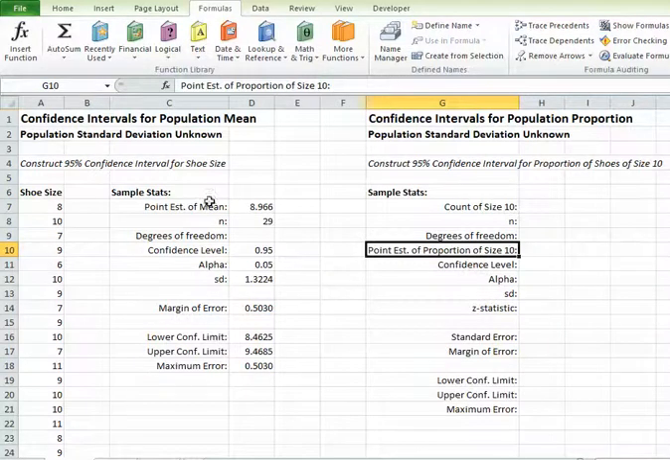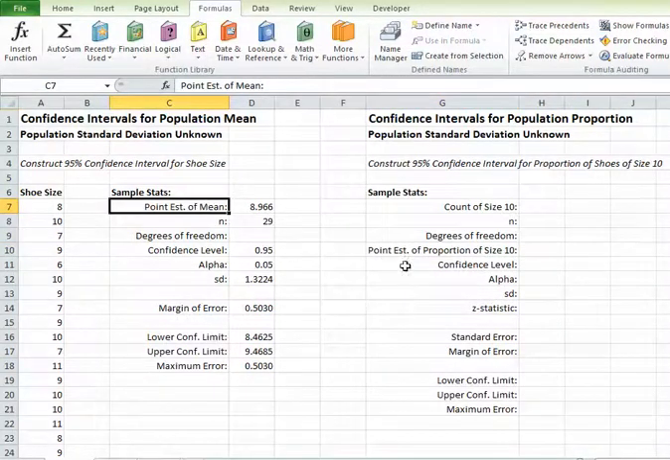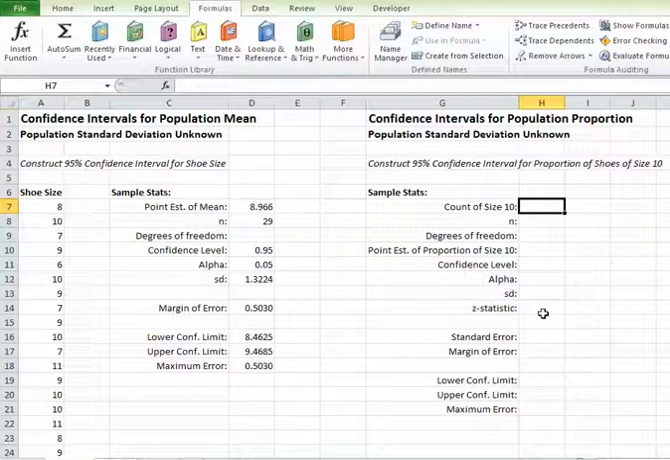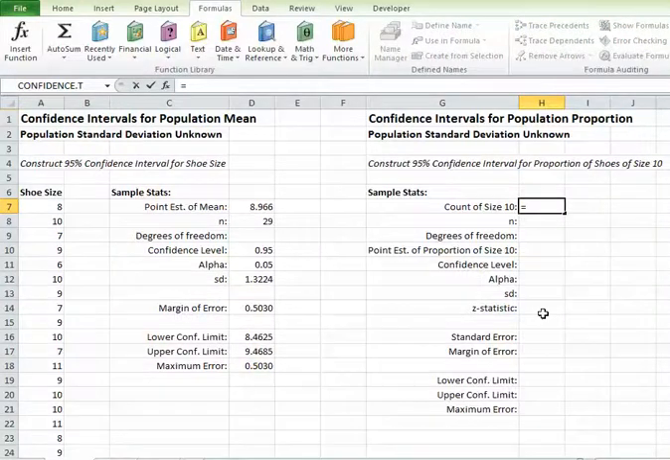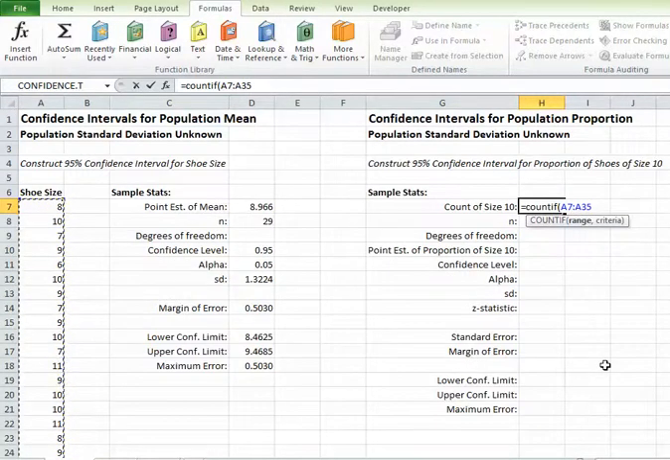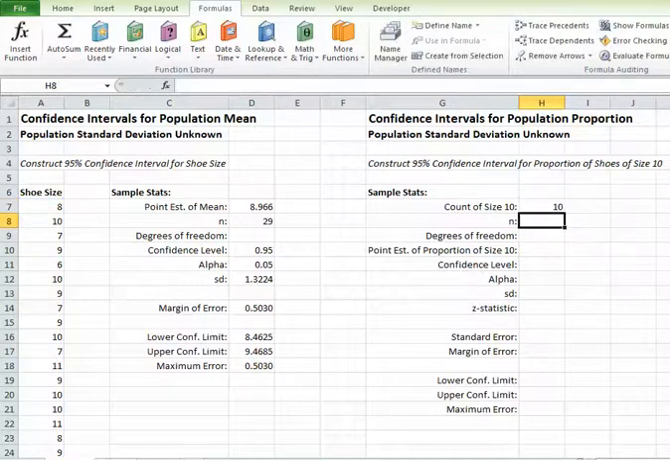The equivalent was the point estimate of the mean, but now we're calculating a proportion, so we need to do things a little bit differently. We're going to have to count the number of size 10s and divide by the total number of values. That's our definition of proportion, wasn't it? So, count of size 10, I can use the COUNTIF function. It has two parameters, a range and a criteria. First of all, the range is simply our range of values. And I put a comma, and my criteria is I want to know how many 10s there are.